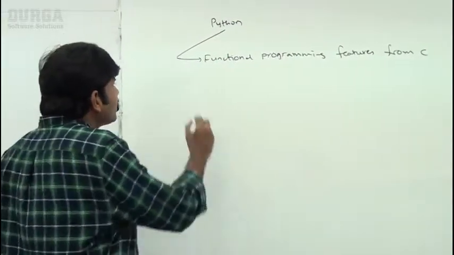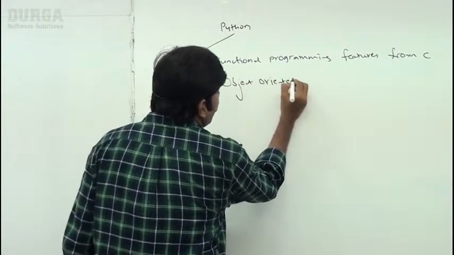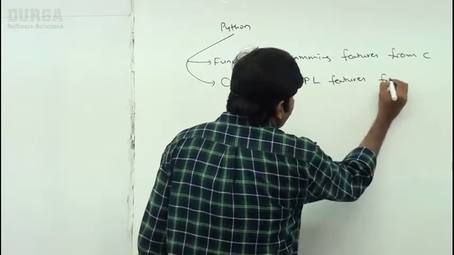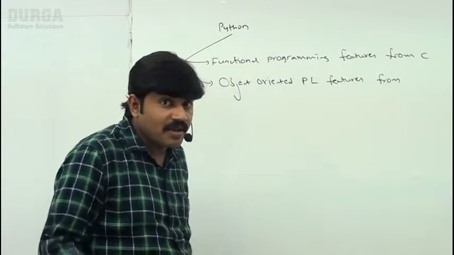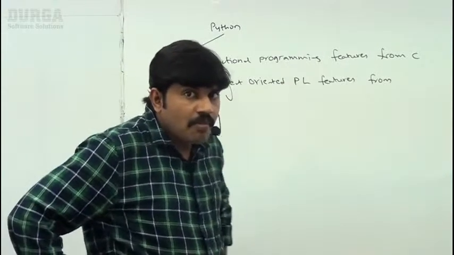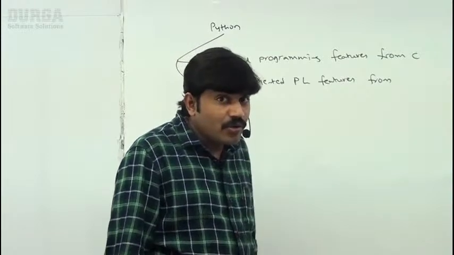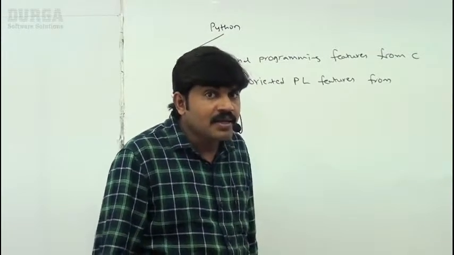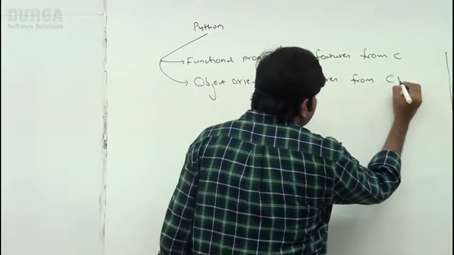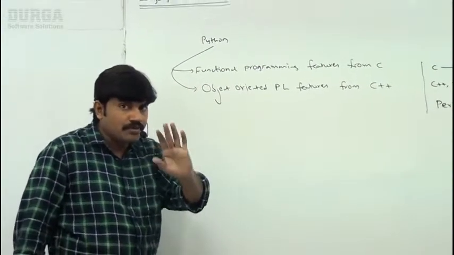Next, he borrowed object-oriented programming language features. Can you please tell me, while developing Python, object-oriented features were borrowed from which programming language? Respond, man. Okay, don't say Java, because at the time of developing Python, Java was not there, remember. So they were borrowed from C++. That's why Python is an object-oriented programming language.